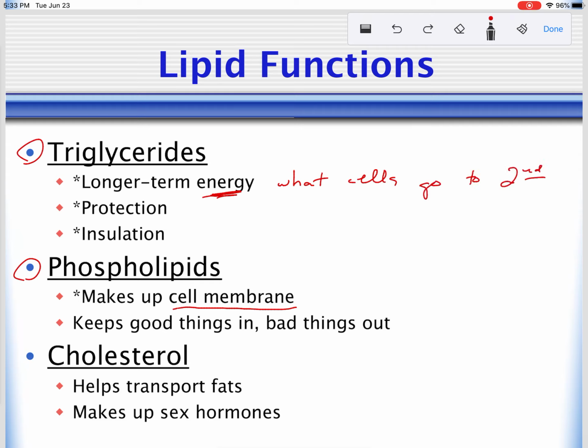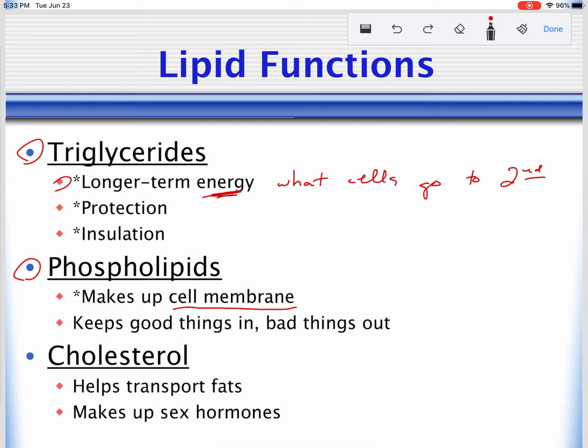Remember, what our cells go to first are carbohydrates. They're the quickest way for our cells to get energy. Fats take a little bit longer to break down and metabolize. So it's what our cells go to second. And remember, we ultimately end up using both. So your cells are going to be burning a carb-fat mixture. But if we were to talk about activity, anything that's really quick, you'd be using more carbs. Anything that's longer in duration, you'd be using more fat.